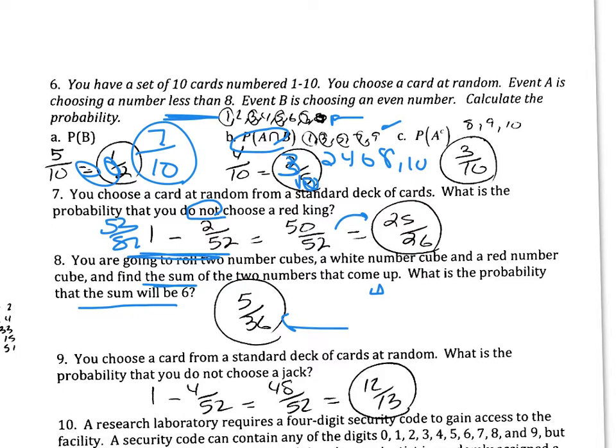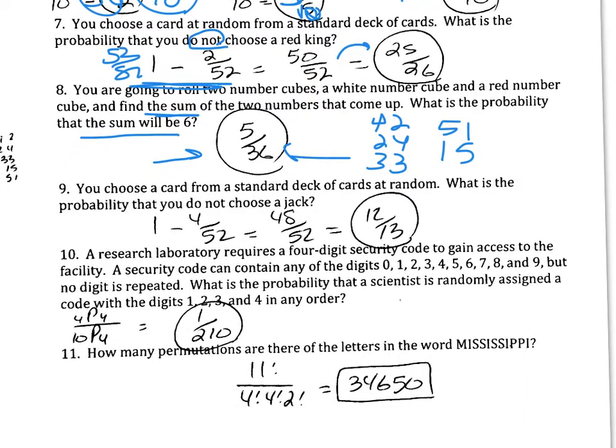The ways you can get 6: you can get a 4 and a 2, a 2 and a 4, a 3 and a 3, a 5 and a 1, or a 1 and a 5. That's the only ways you can get a 6, and there's only 5 ways. So you had a 5 out of 36 chance of getting a sum of 6. Let's look at number 9.